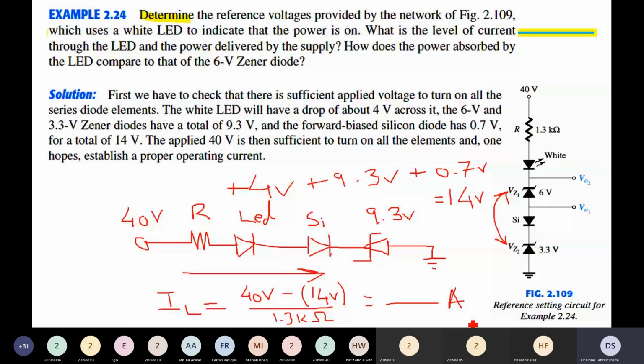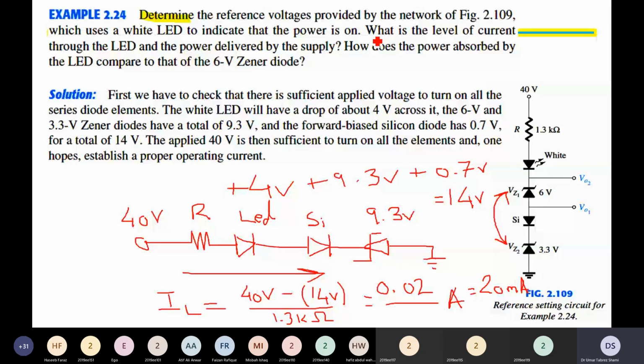So 40 volts minus 14 volts divided by 1.3 kilo ohms is equal to 0.02 amperes. This 0.02 can also be written as 20 milliampere. Right. So this was the part where the question was: what is the level of current through the LED. This was the first part.